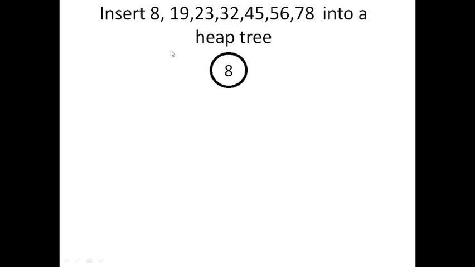For example, we are taking this example: insert 8, 19, 23, 32, 45, 40, 56 and 78 into a heap tree. Step by step, this is how it will progress. First 8 is inserted. We don't need to do any comparison because it is the first node. After that, we want to insert 19. Any insert happens at the first empty position. So 19 is inserted as the left child of 8. But it violates the heap property.